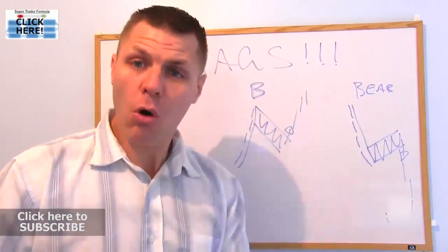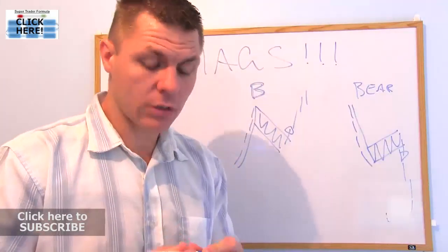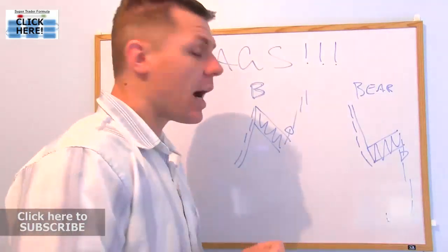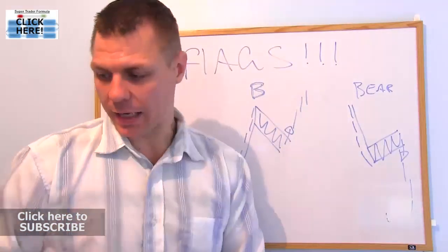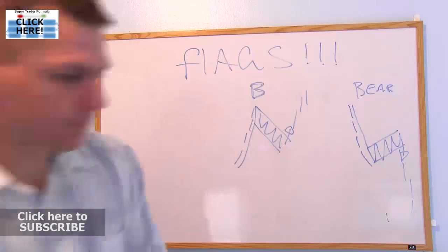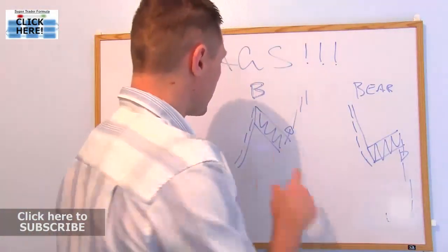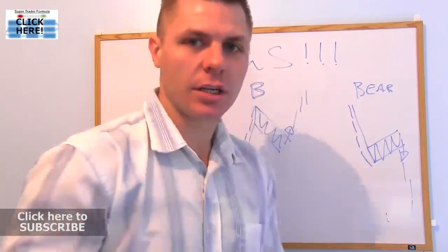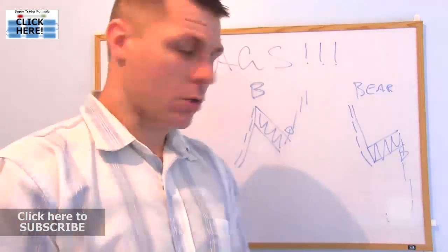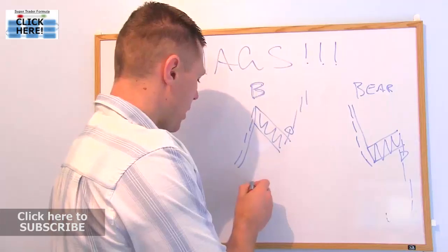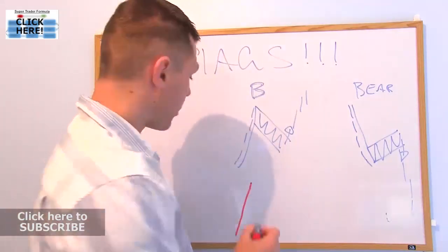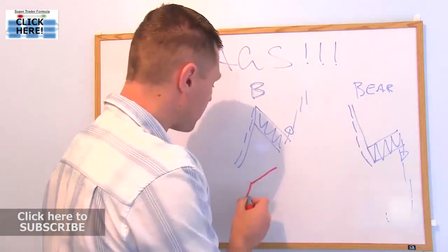But there's 2 more flags that are not continuation flags, but are reversal flags. Let me explain what I mean here. Let me grab a marker here. So we have the bullish continuation, but we also have the bullish reversal, right? So the bullish reversal goes like this, where the market runs up. You see that? Yep, you can. Where the market runs up, but then continues up like that.